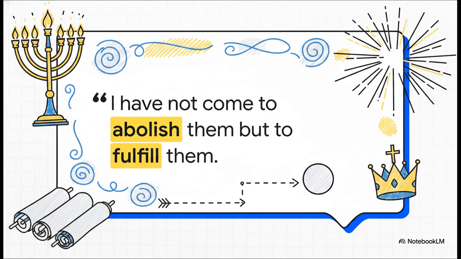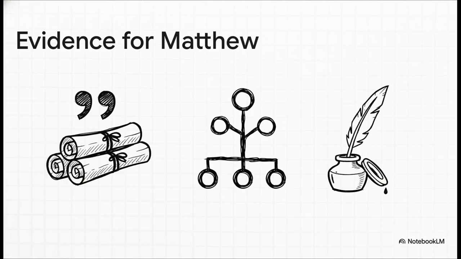And this one line, this is basically the key to Matthew's entire gospel. He's saying, look, don't think for a second that this Jesus is something totally new or radical. No, he is the ultimate completion of everything our people have been waiting for. And just look at the evidence he presents.